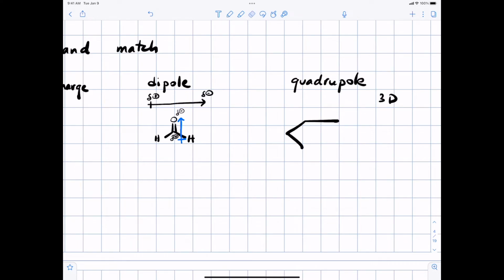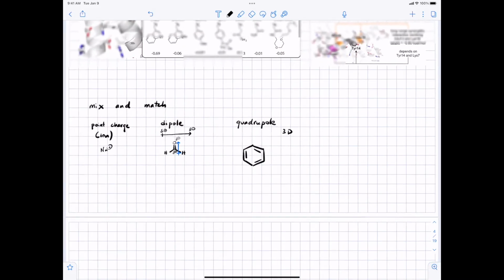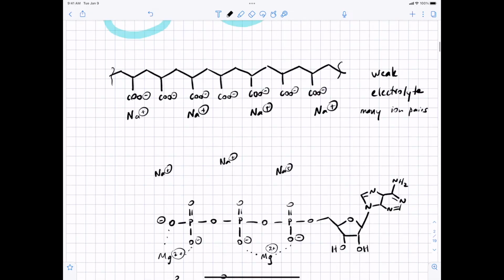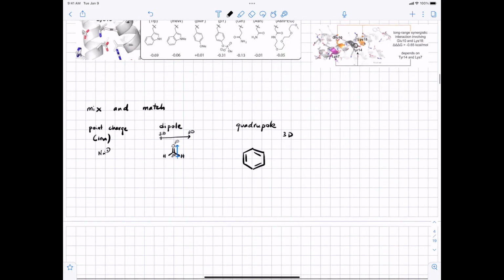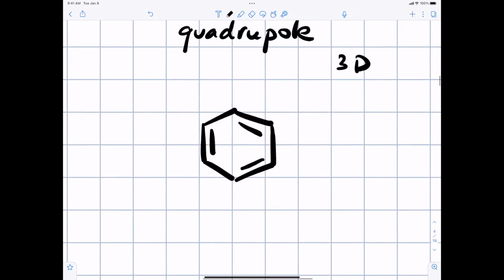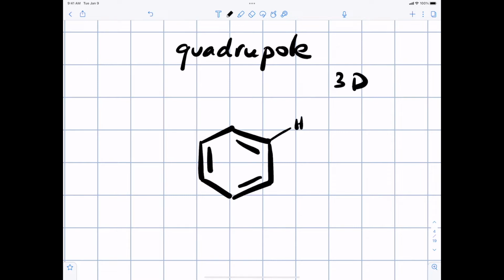So if you look at benzene, and we go up and look at benzene's dielectric constant, if I recall, it was like 4. So benzene is pretty dang nonpolar. Actually, it's 2. So benzene is just as nonpolar as hexane, all right? And of course, you could predict that it should have no dipole because it's perfectly symmetric, right?